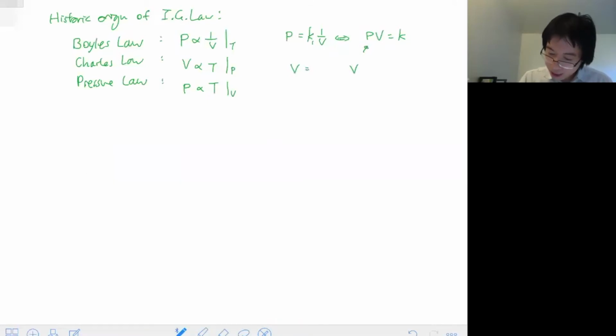K1, K2, T, right? So that means if I keep P constant, then I can multiply P on both sides like this. But if I'm keeping P constant, this is just another constant. We can call it K3, right? So we got the result PV equals some constant times T.